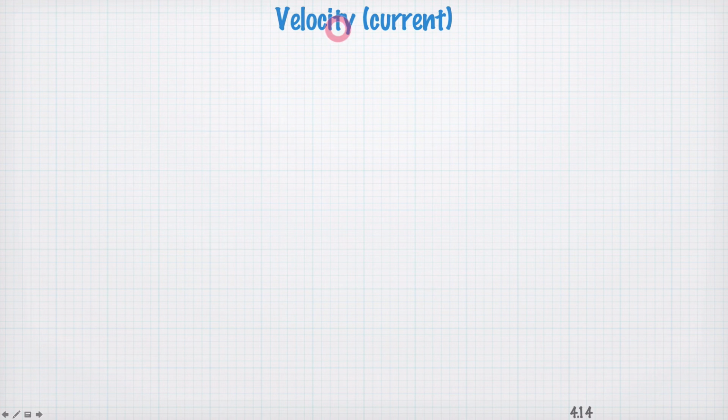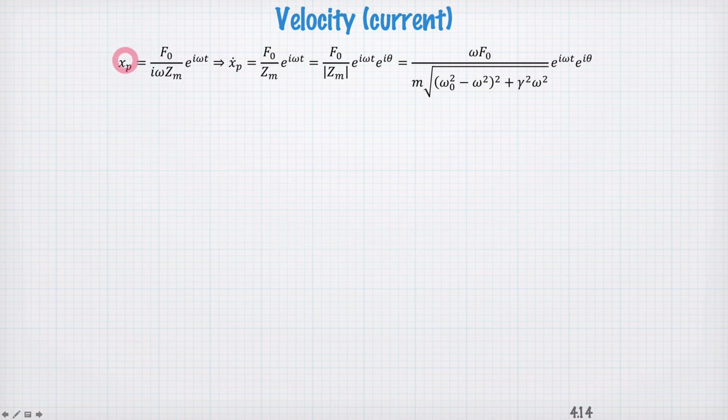Let's look at the velocity now, the amplitude and phase of the velocity or current as we change the drive frequency. So instead of looking at xp, we want to look at the velocity, so that's x dot p. So take the time derivative of this function here, we get an i omega popping out to cancel this one, so the velocity is just given by this.